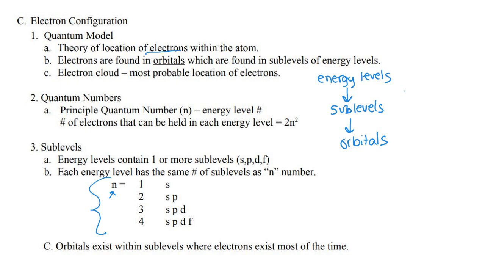Each energy level has a different number of sublevels. Our sublevels have letters to represent them, and they have different shapes. Those sublevels are S, P, D, and F. Energy level number 1 has an S sublevel. Energy level number 2 has an S and a P sublevel. Energy level 3, S, P, and D. And energy level 4, really all the way through 7, are all going to have S, P, D, and F sublevels.